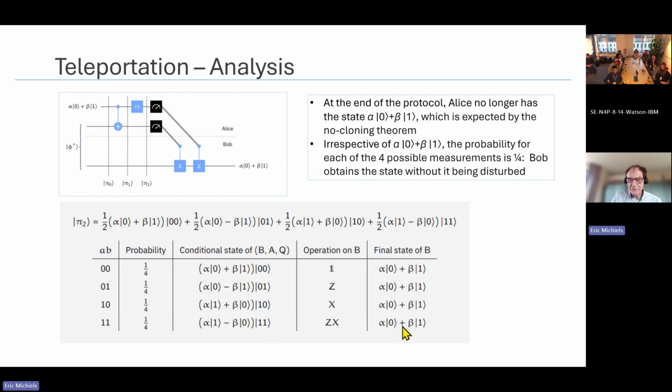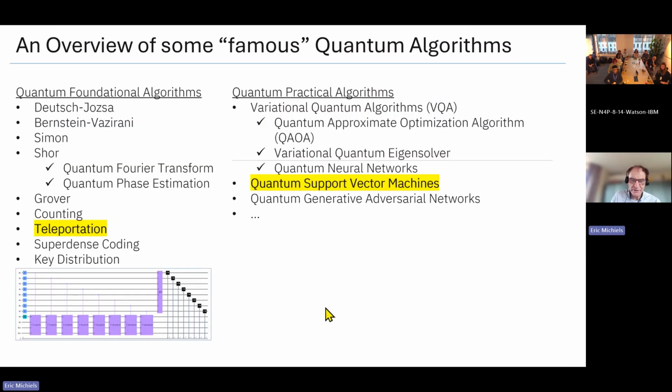And each time we find the same state of B. And that explains why this algorithm is really doing the teleportation. Conditionally, we will apply nothing, I would say, the identity gate, the Z gate, X gate, or a combination of both. And that is the teleportation algorithm. And I will show it now in the demo.